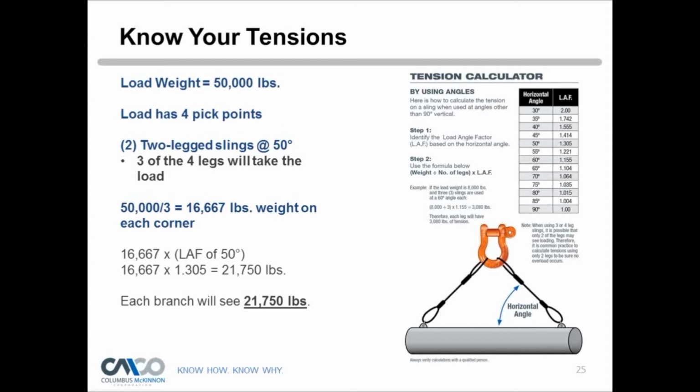And my load angle factor of 50, I go to my chart for my rigging pocket guide, which is 1.305. And I take that 16,667 times 1.305, which equals 21,750 pounds. That's how much tension is going to be in each leg of that sling. Okay?